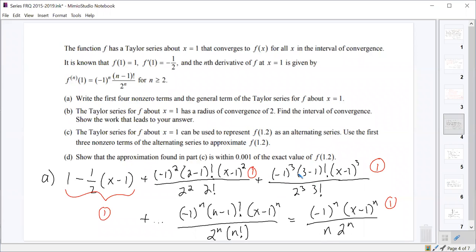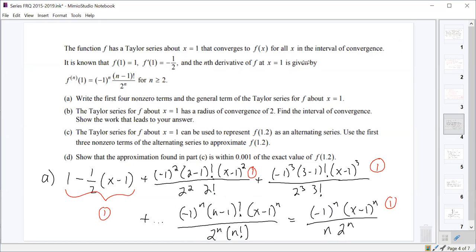And same thing here, negative 1 to the third, 3 minus 1 factorial, x minus 1 to the third over 2 cubed, 3 factorial. And then the nth term is just this times x minus 1 to the n over n factorial. And you can simplify the n minus 1 factorial over the n factorial to just an n in the denominator.